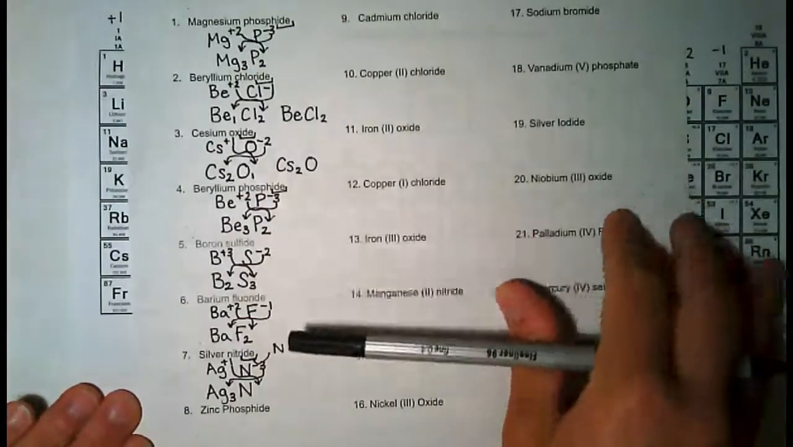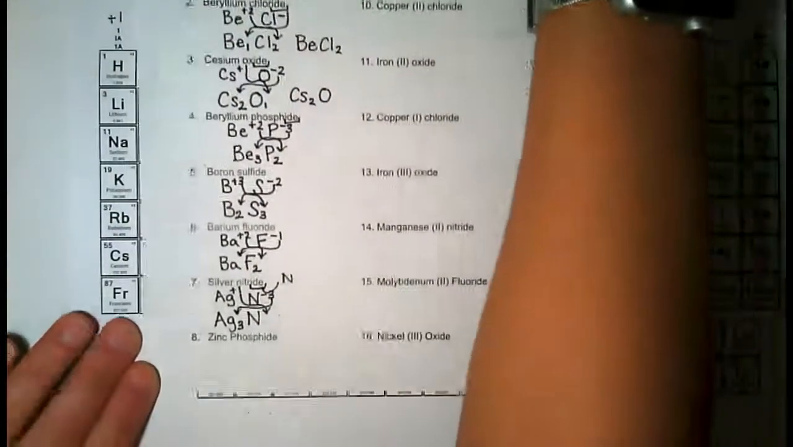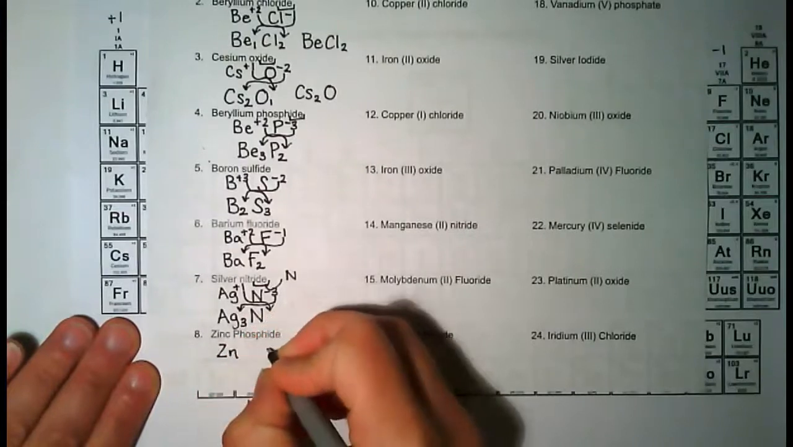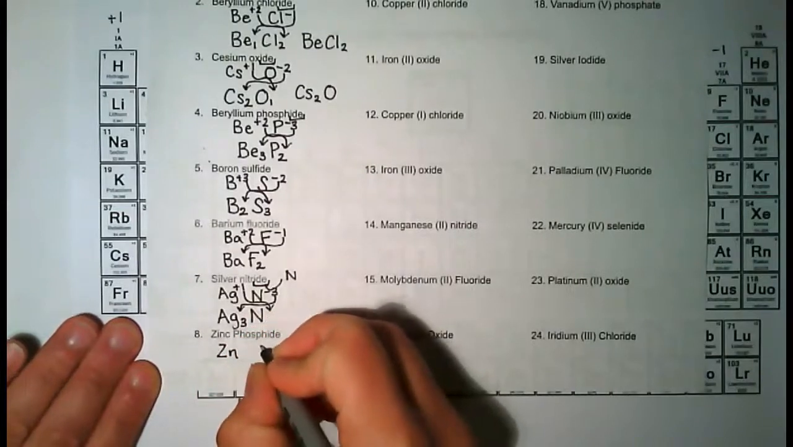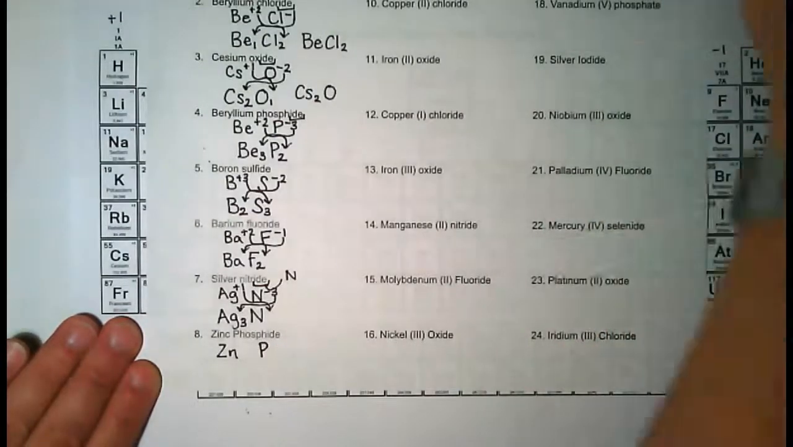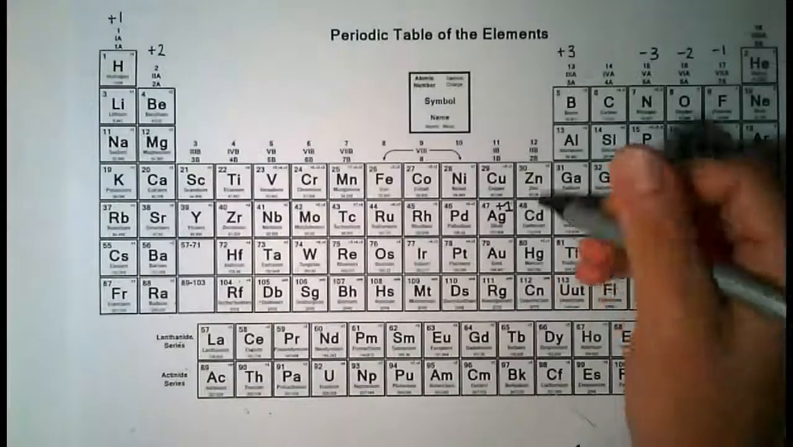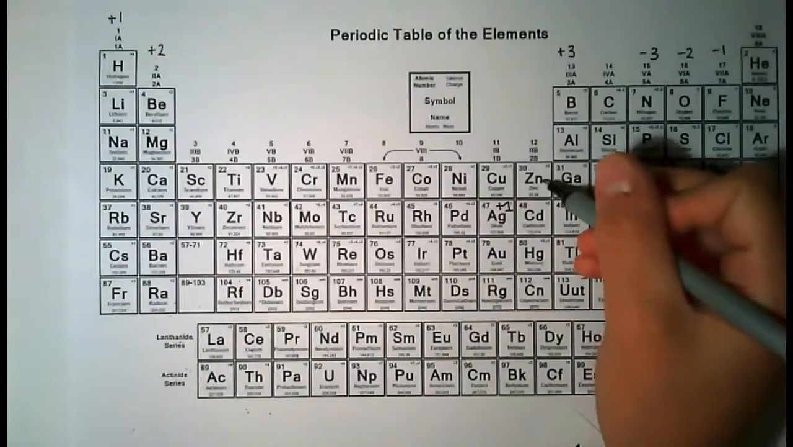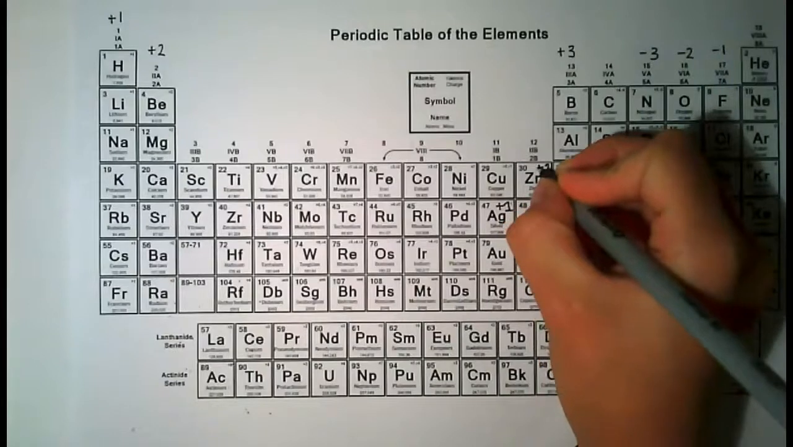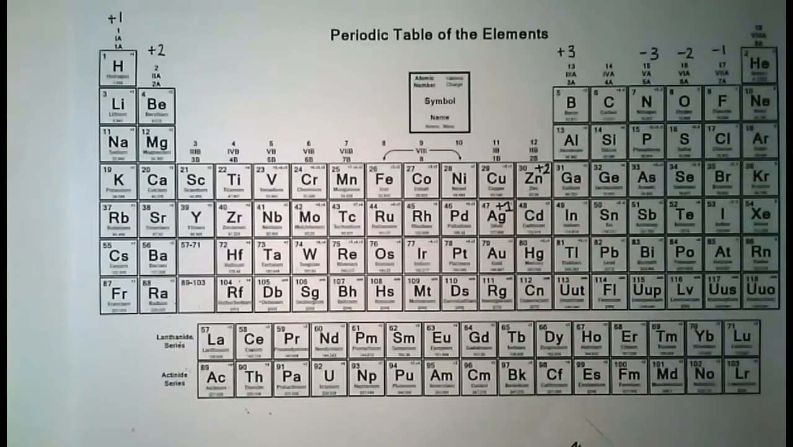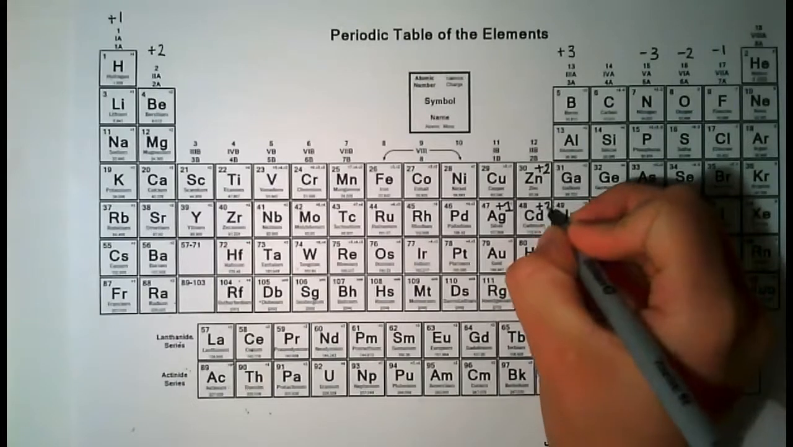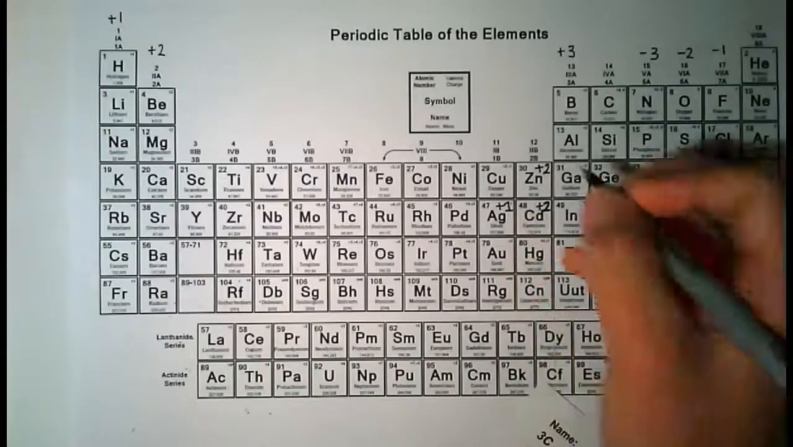Then last in this column we have zinc phosphide. Zinc is Zn, and then phosphide, meaning phosphorus, capital P. Zinc is another tricky one, as it is also in the transition metal section, but it always has the same oxidation state of +2, and you do need to remember that. The other tricky one is cadmium, which also has a +2 oxidation state.